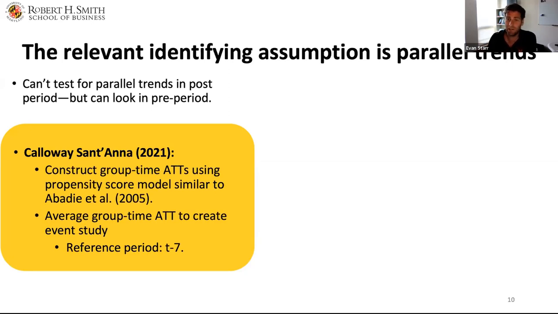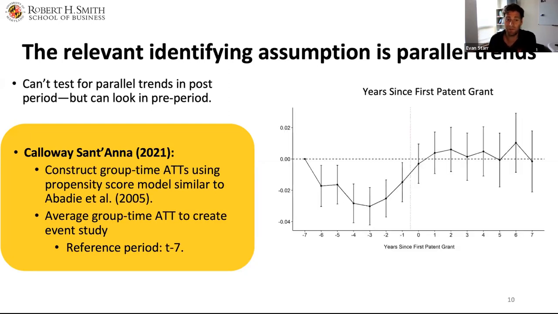Okay, so in our context, we're going to have a reference period, which is 7 years before you actually get a patent grant or you get an application. So let me show you what this looks like. Okay, so what we're comparing here are inventors who are going to receive a patent at t equals zero, and we're comparing them to people who have not yet received a patent. Okay, that's the comparison.